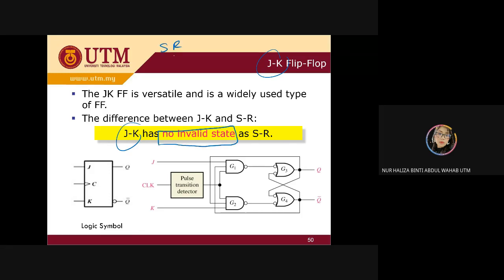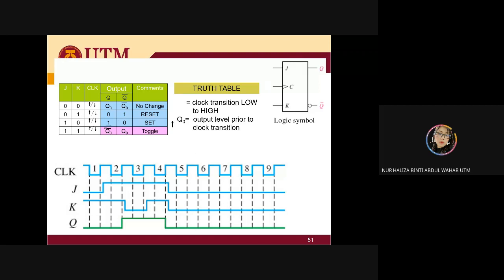For SR, you can see 0, 0 is no change, 0, 1 is reset, 1, 0 is set, 1, 1 is invalid. But for JK, 1, 1 is not going to be invalid because there is no invalid state; it will be toggle. So this is the only differentiation between JK and SR. So let's say you have this table: 0, 0 is no change, 0, 1 is reset, 1, 0 is set, and 1, 1 is toggle.